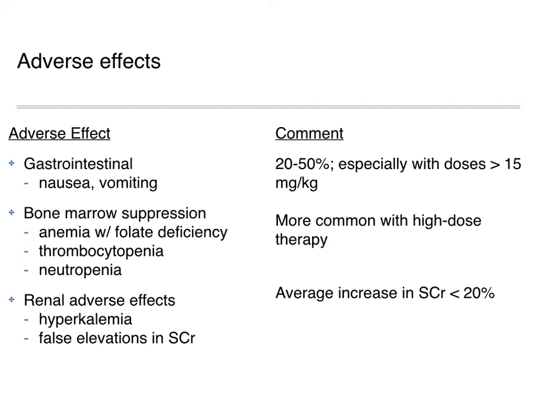Adverse effects, again, some GI side effects, but again, what doesn't cause GI side effects? But as you see, fairly frequent, so almost half of patients can have some degree of nausea and vomiting, especially with higher doses. Bone marrow suppression, so you can have folate deficiency and related bone marrow suppression. Again, more common with high-dose therapy and with long-term therapy.